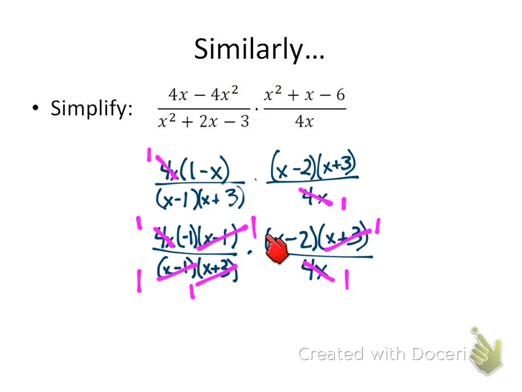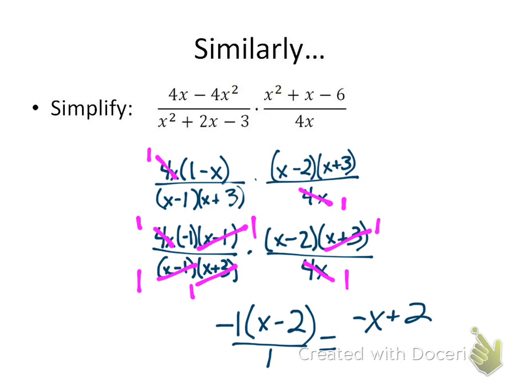I have negative 1 times x minus 2 in the numerator. And then in the denominator I have 1 times 1 times 1. This can simplify to, if I distribute the negative 1, negative x plus 2 all over 1, or just negative x plus 2. Or we could write that as 2 minus x. Any of those are okay.